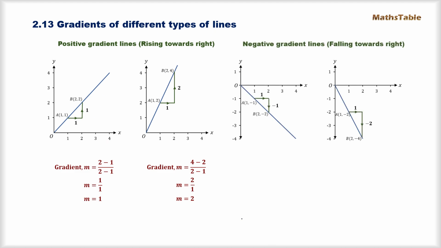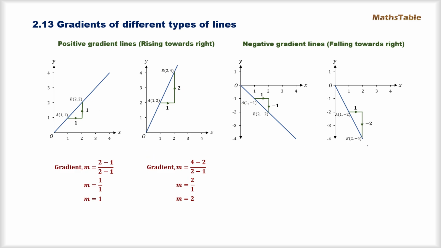However, we also have negative gradient lines. Such lines fall as we move towards the right side, such as in this line, if we move from point A to point B, when we move 1 unit towards right, we are moving 1 unit down. And also in this line, as we move 1 unit towards right, we are traveling 2 units down. So both of these lines are giving us a falling trend. And as discussed before, if we have twice the rise to run ratio, we get twice as much steepness.